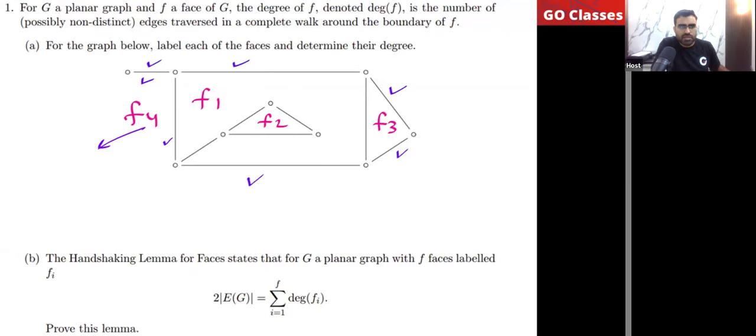That is, sorry, degree of F4, that is 7. Okay, degree of F4 will be 7. What is the degree of F3? That is 3. What is the degree of F2? That is 3.